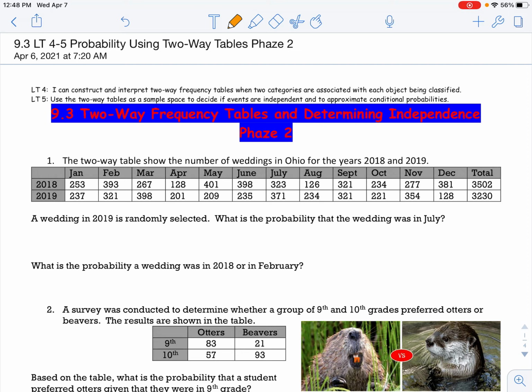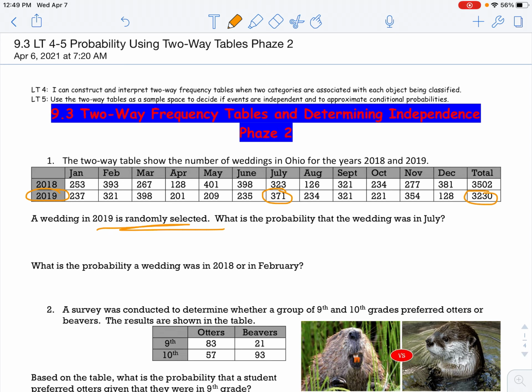All right, so what we're doing here is two-way frequency tables again, and just doing phase 2 and getting good at what we've already been practicing. So the two-way table shows the number of weddings in Ohio from the year 2018 and 2019. A wedding from 2019 is randomly selected. So it has to be from 2019. What is the probability the wedding was in July?